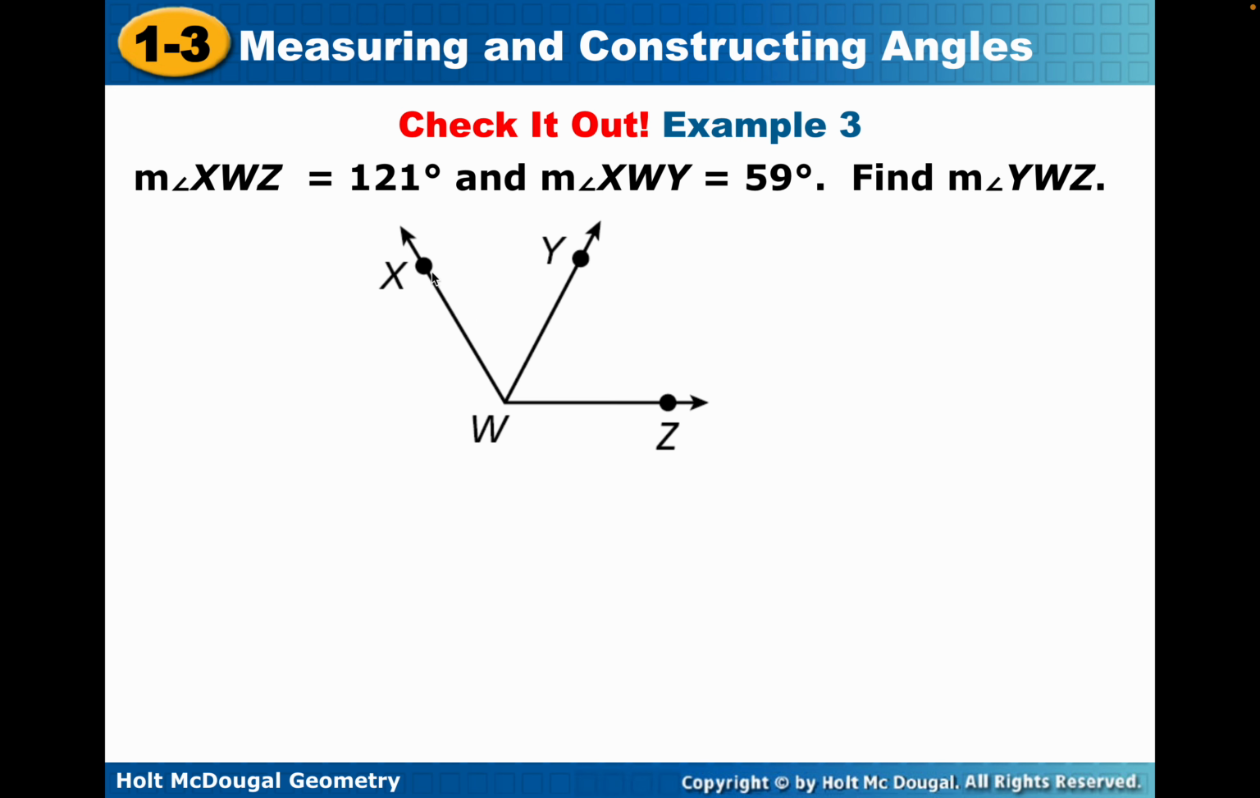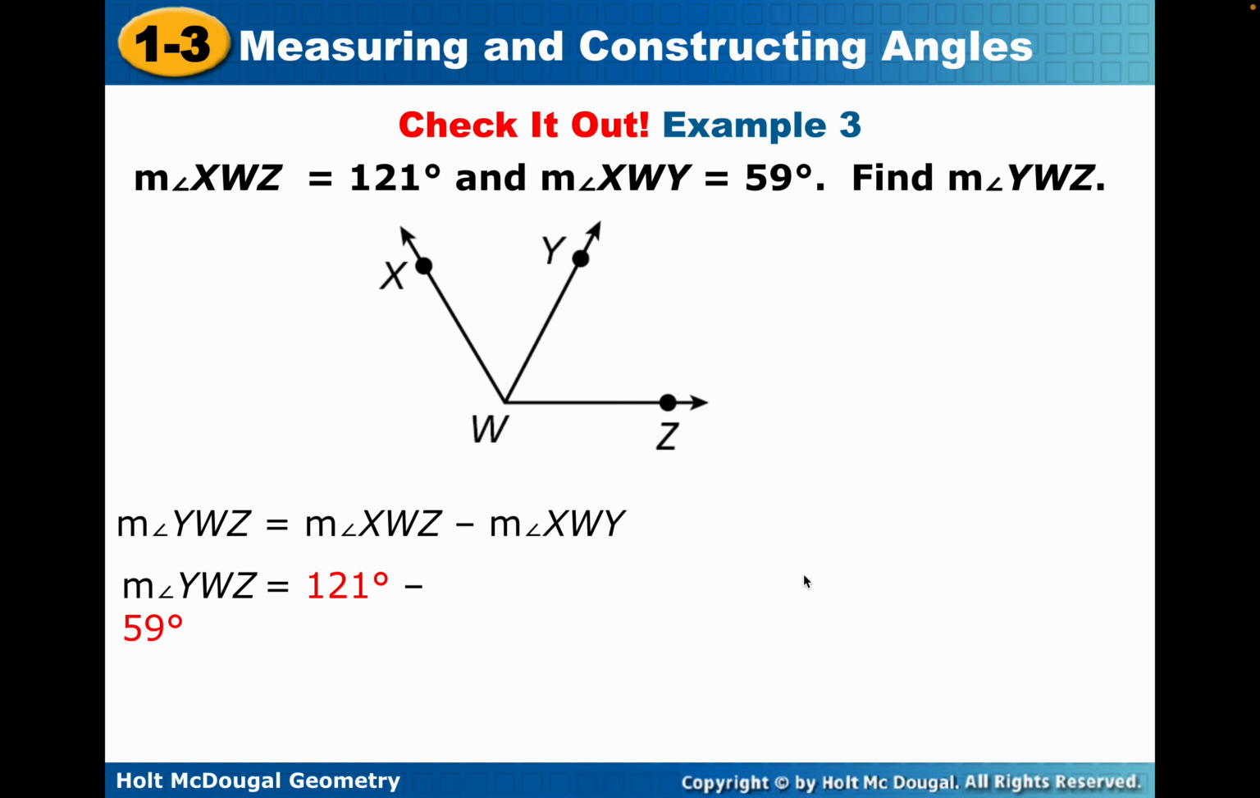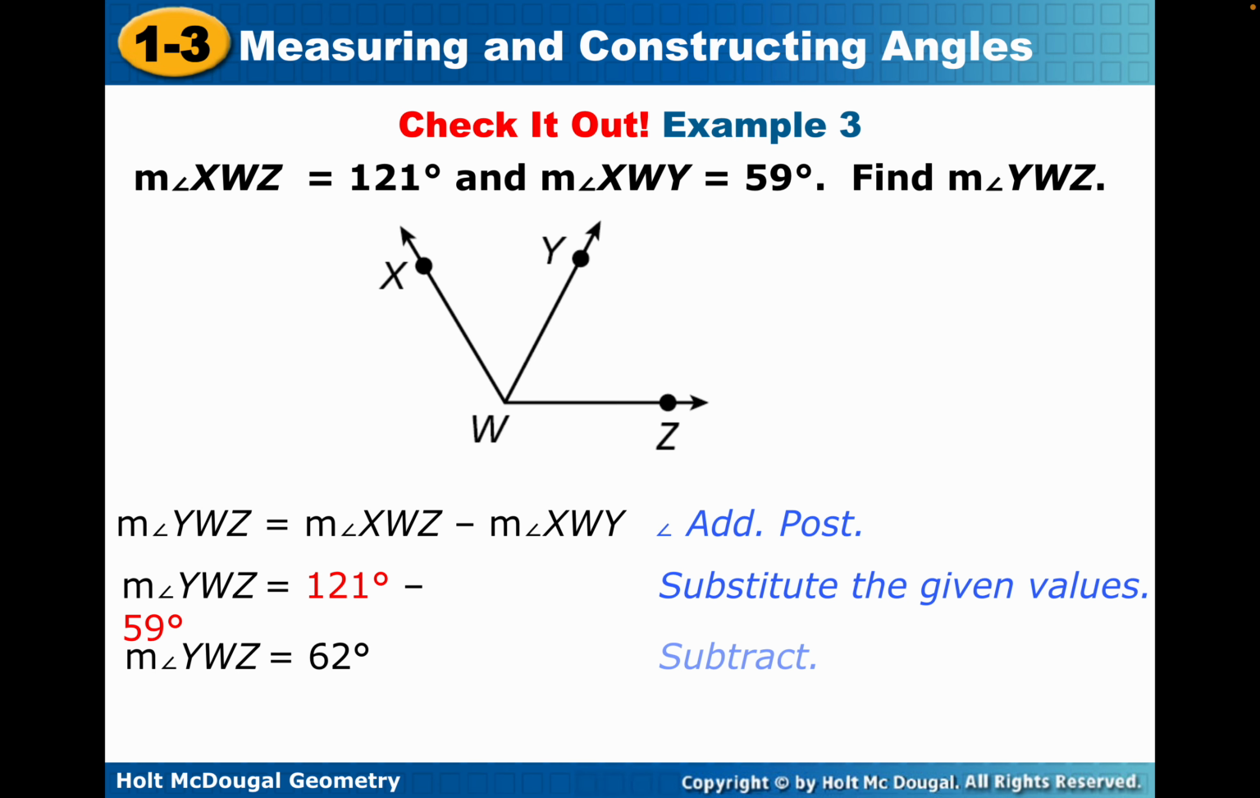Okay, so this one's going to look just like the last one. So if this angle right here is 59 and the whole angle is 121, we're going to need to subtract again. So we're going to do this angle addition postulate. We know that we need to subtract the two values. So we're going to do 121 minus 59, and that's going to give us YWZ. That angle is going to be 62 degrees. So that time we're just subtracting. All right, and then there's the reasons.